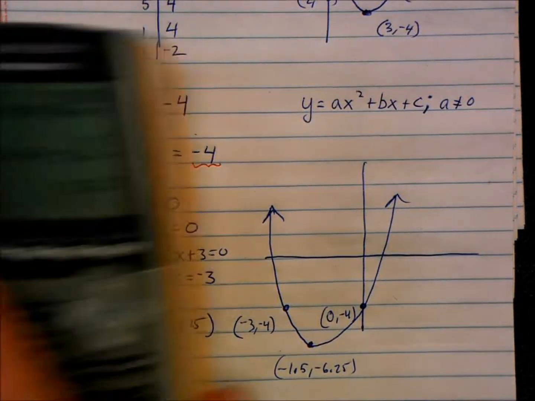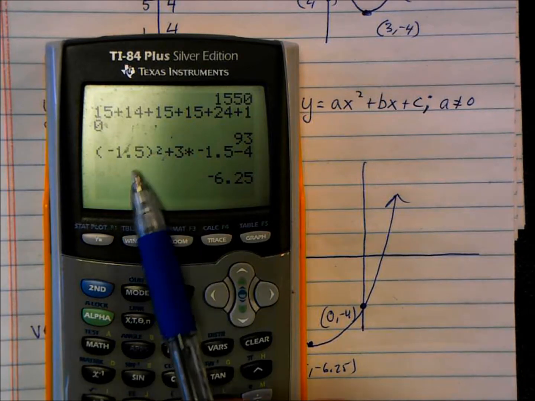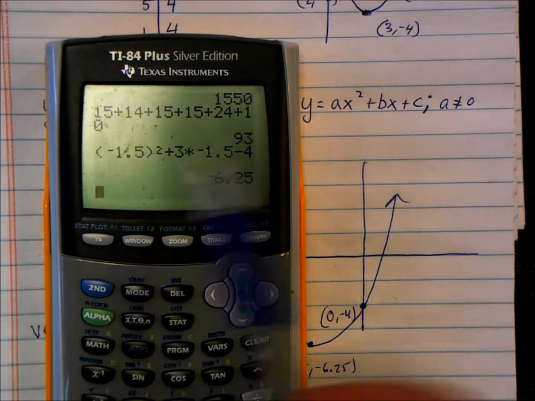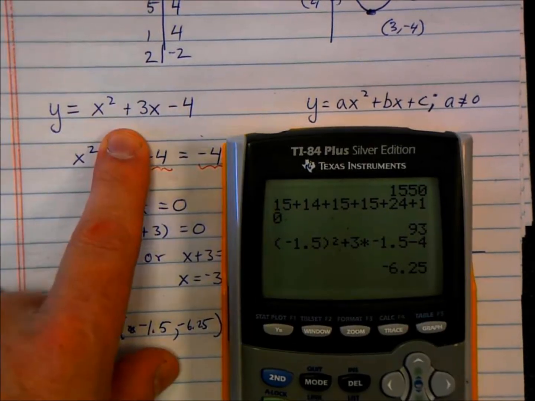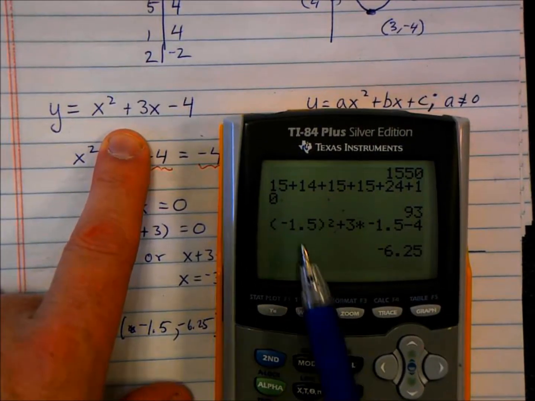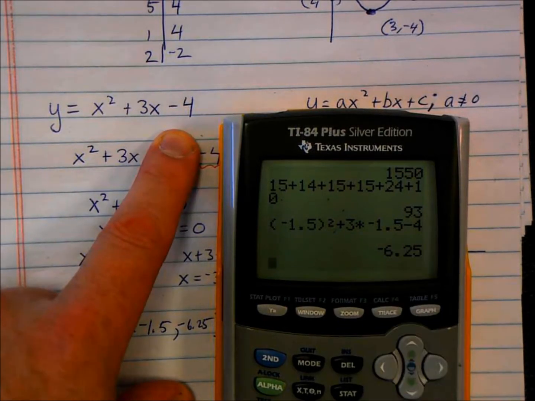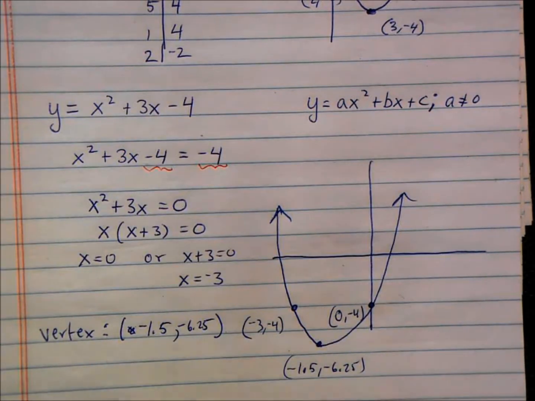What I did to find the y number is I just took my x number. My x number was negative 1.5, and I just plugged it into the formula. So I had this formula here. So I have negative 1.5 squared plus 3 times negative 1.5 minus 4. So that's negative 6.25. Other questions on that one?